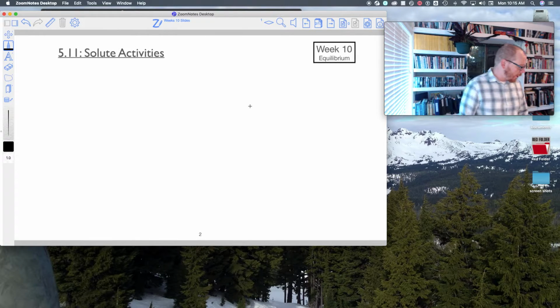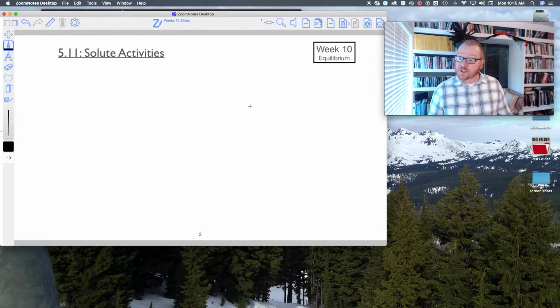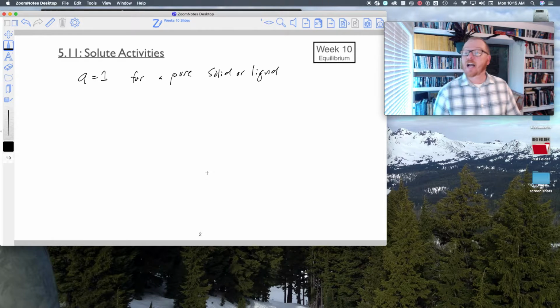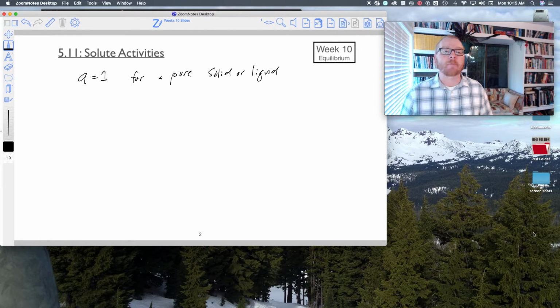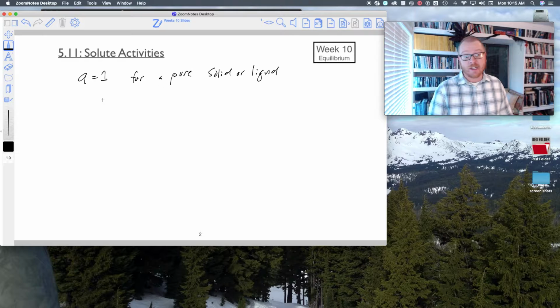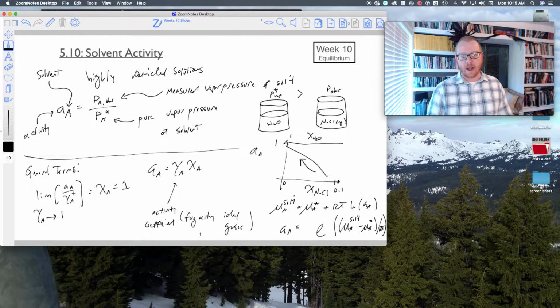So we could also come up with a solute activity. What's important to note is that the activity always equals 1 for a pure solid or liquid. This is going to come up when we get into equilibrium, and it's part of the reason why we don't include pure solids or liquids in equilibrium expressions, because their activity equals 1. That's kind of what we were talking about here.